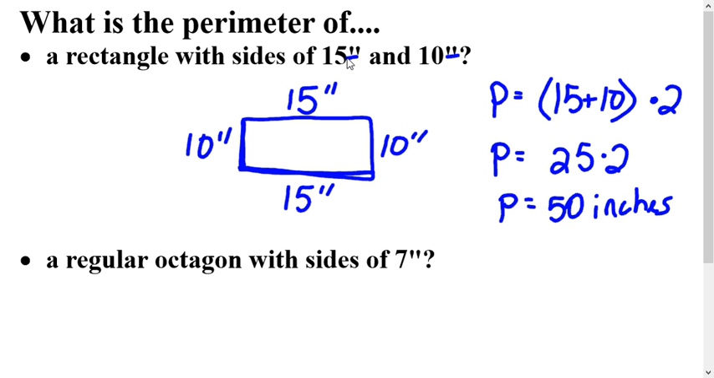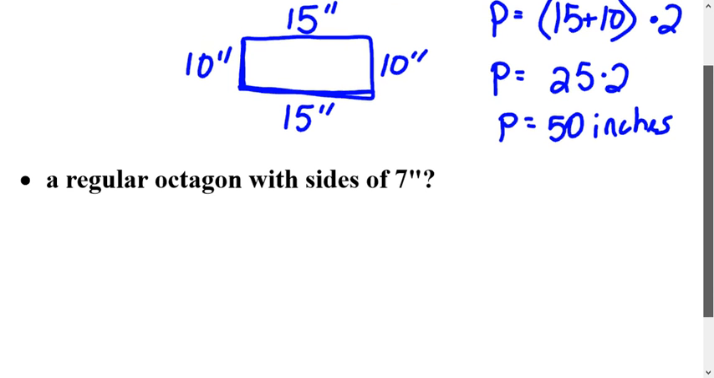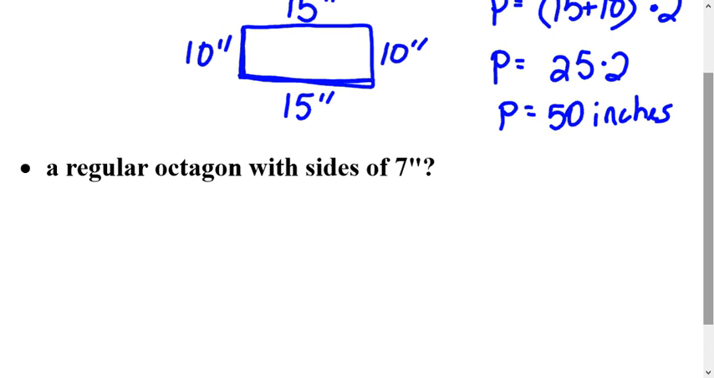All right. The next one, a regular octagon with sides of 7 inches. Now, there's a lot of vocabulary there. We want to find the perimeter. We know it's regular. Regular means all of the sides have the same length, and it's an octagon. That means it has 8 sides. So I might draw a picture of this.